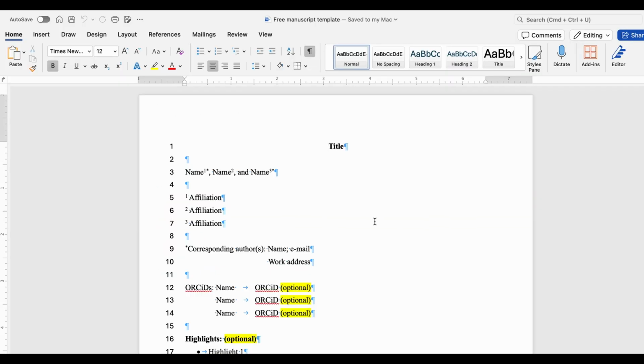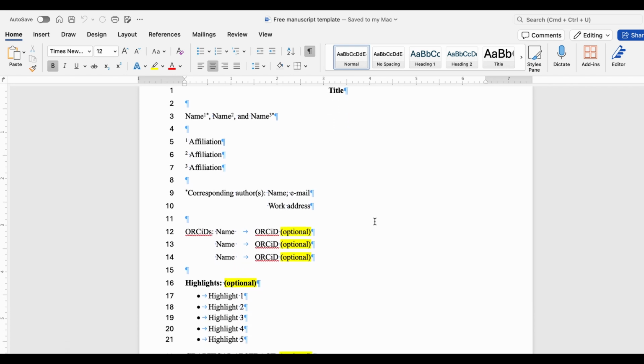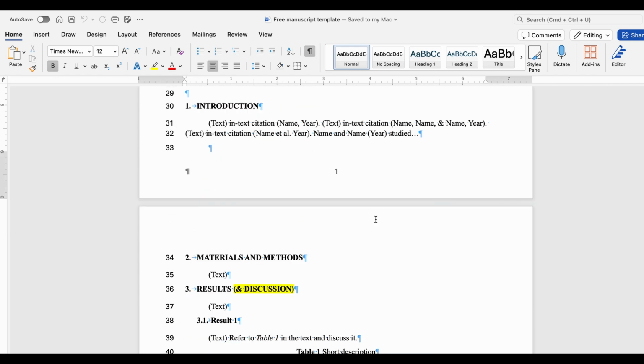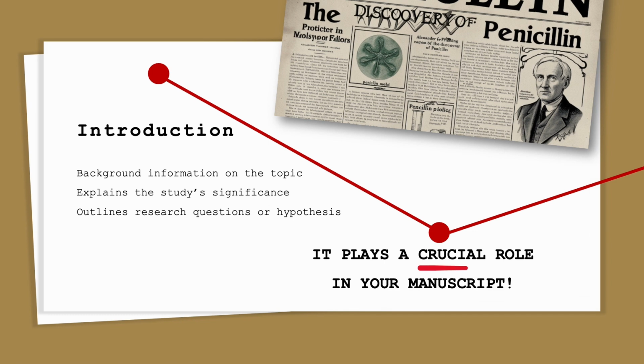In the second Academic Writing and Publishing 101 lesson, we started reviewing the manuscript's content using the free template. In this lesson, we will start discussing the introduction section. The introduction provides background information on the topic, explains the study's significance, and outlines the research questions or hypotheses it aims to address. I've divided the introduction into a few lessons as this section plays a crucial role in your manuscript, so stay tuned for the upcoming parts of the video.